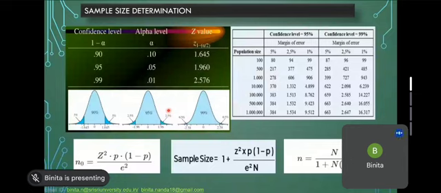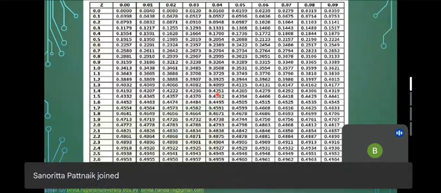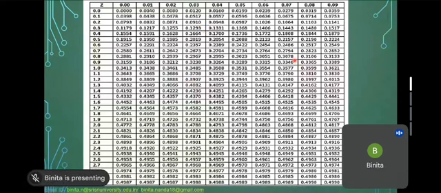47.5. When we take it to a decimal point, we will get 0.4750, I guess. So in the table, this is the Z score table. Can you find the 4750? Here it is, 0.4750.